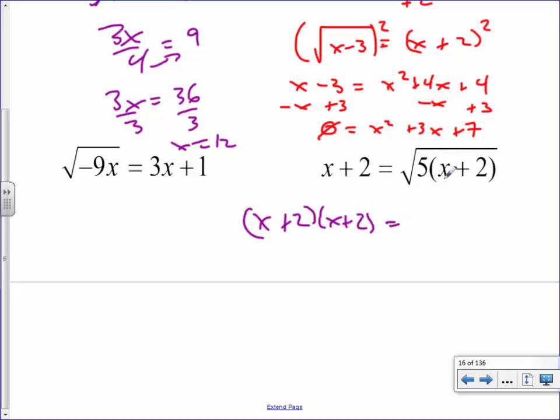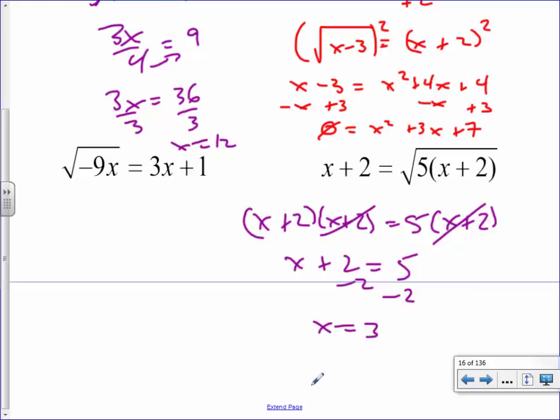What happens when I square this over here? It gives me just 5x plus 2, and I think Sean just noticed you can cancel. So x plus 2 equals 5, subtract 2, x equals 3. Check your work. 3 plus 2 gives you 5, times 5 gives you 25, and the square root gets you back to 5. And 3 plus 2 is 5.